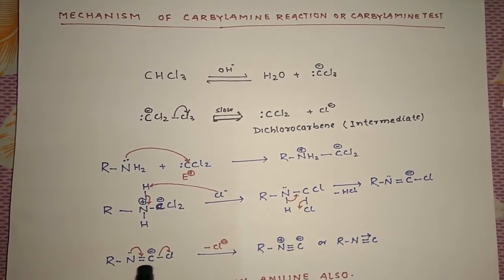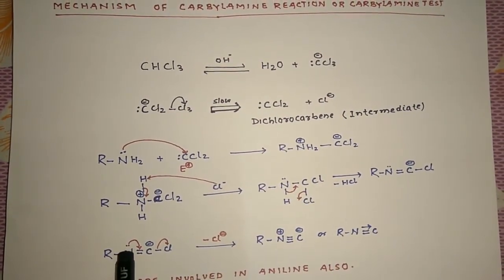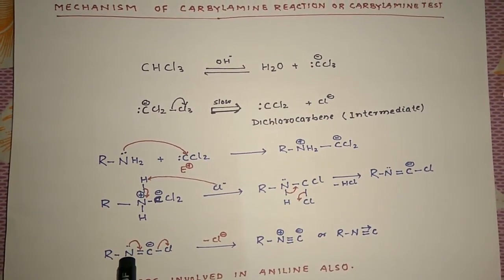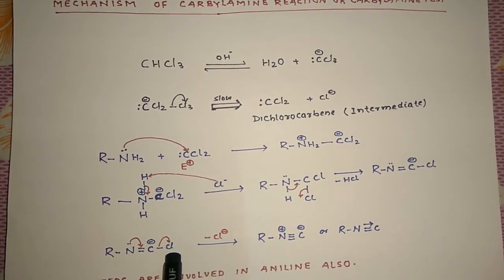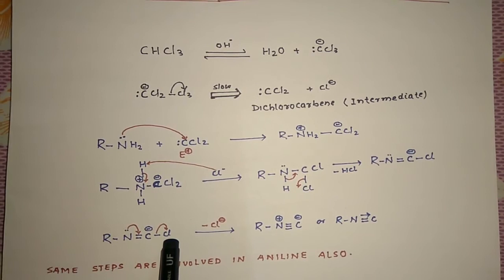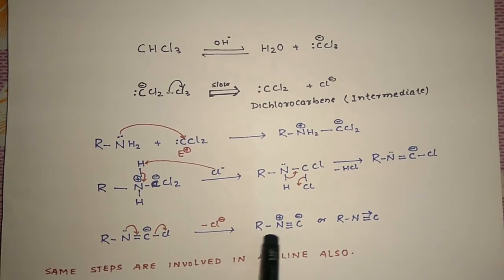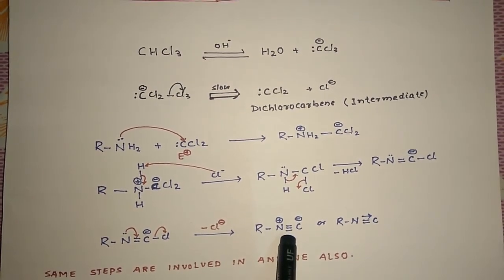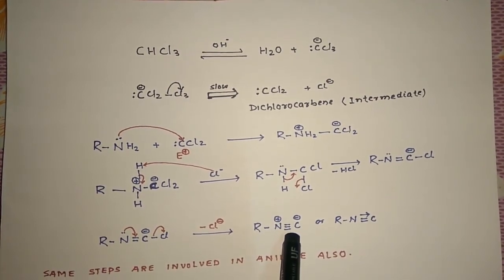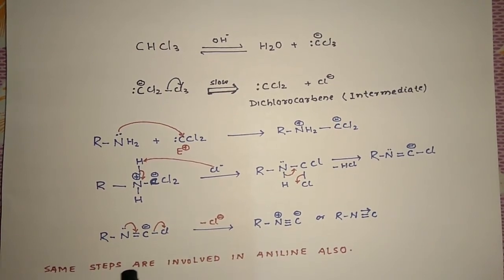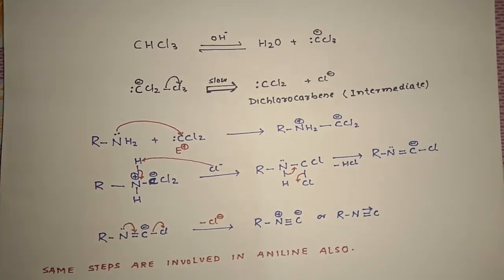Again, R-N=C-Cl. This lone pair of electrons will be formed here, a triple bond, and this chlorine will be removed as a chloride ion and it forms R-N≡C. This is called alkyl isonitrile or alkyl carbylamine. Same steps are involved in aniline also. Thank you.